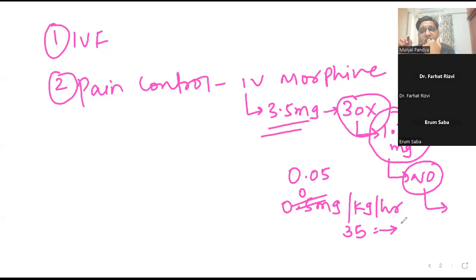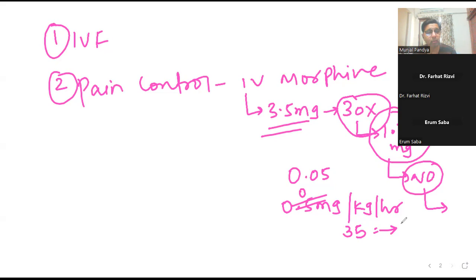We will monitor the signs of morphine intoxication. We'll see the signs of respiratory depression. So we have to monitor the respirations, the respiratory rate, and the drowsiness, the level of sedation of the patient also. And oxygen. Okay, fine.